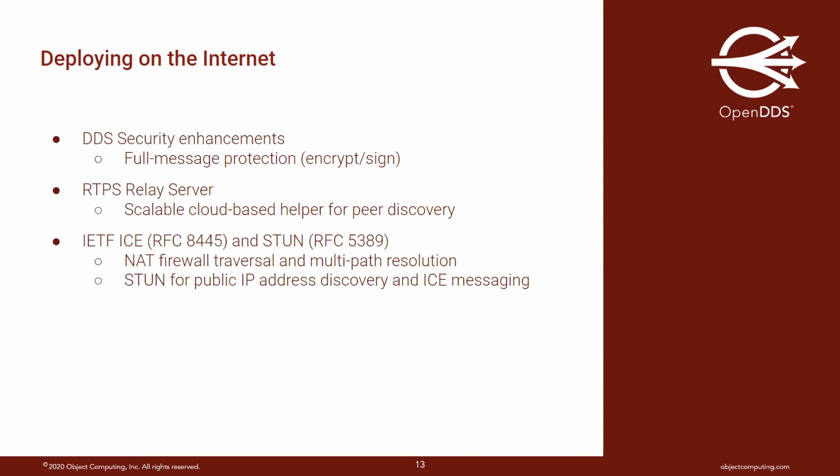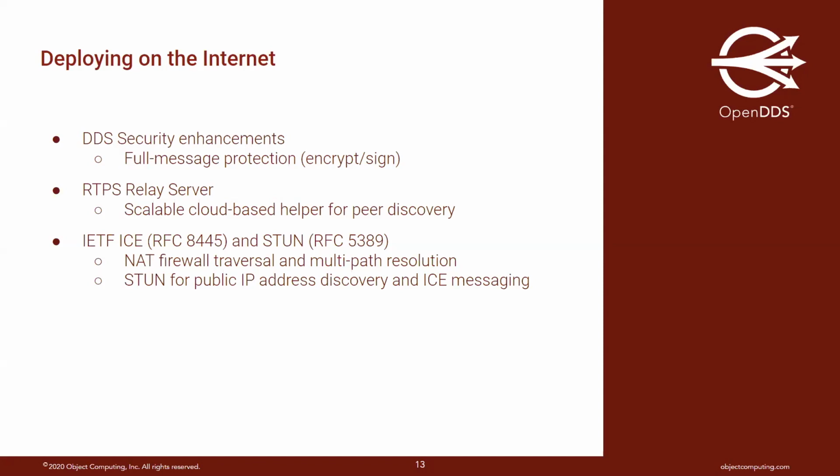And then working with that are two very interesting protocols that come from the IETF, the Internet Engineering Task Force, called ICE and STUN. Support for ICE and STUN is new in this version of OpenDDS, and they can work along with the RTPS relay to provide NAT firewall traversal and what I'm referring to here as multi-path resolution, right?